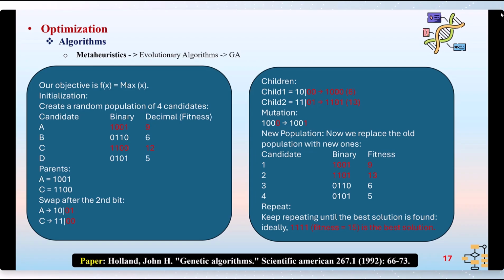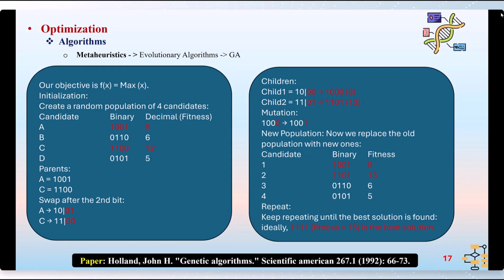Here we are going to swap their values after the second bit. So the children are going to be 1000 and 1101. Their decimal values would be 8 and 13. This was crossover. Now mutation. Mutation is changing a bit. So basically, a randomly selected bit is converted from 0 to 1.